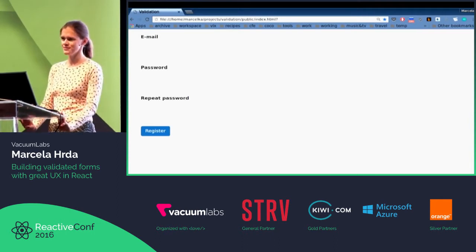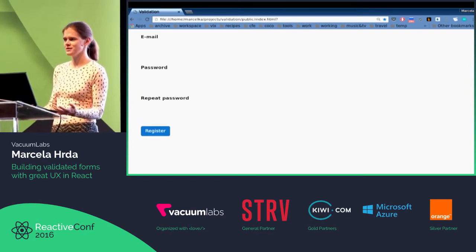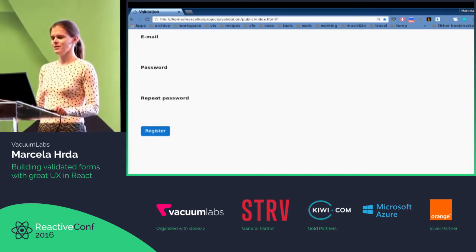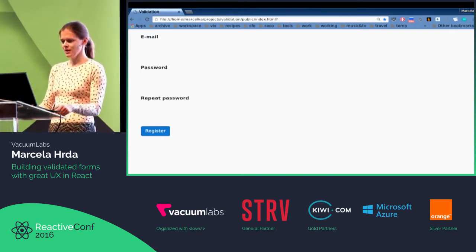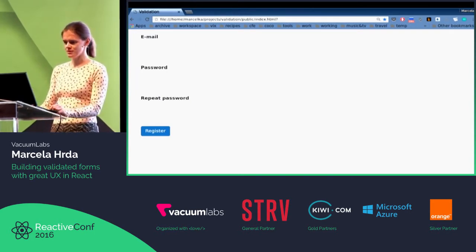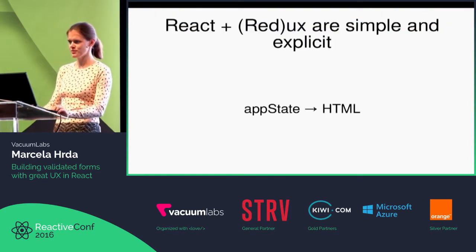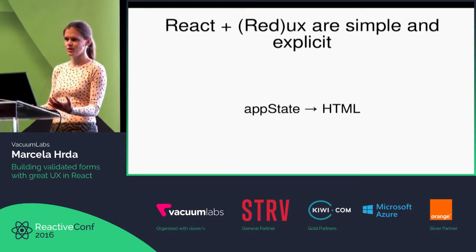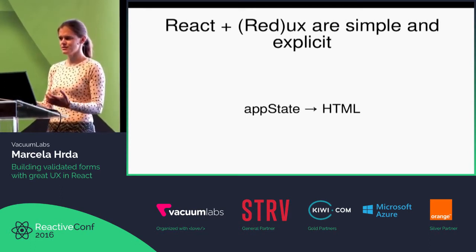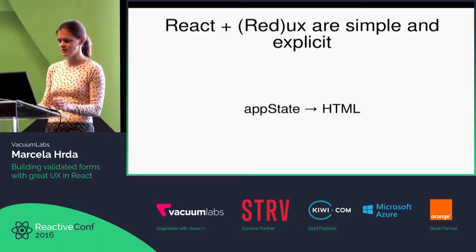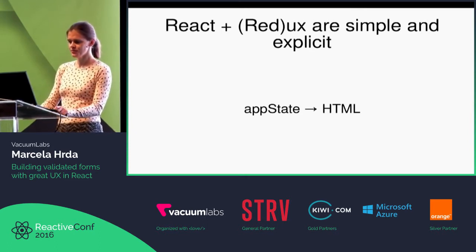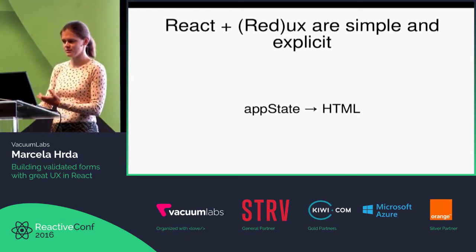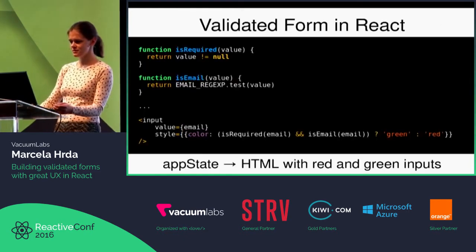Now, interestingly, when some of my colleagues in Vacuum Labs are presented with a task like this, to validate a form like this, they usually say, I don't need any library for this. React and Redux provide a great architecture. We gather all the data from the application in one application state, and therefore it's easy to just apply some validating functions to this application state, and then produce HTML code that contains these validations.